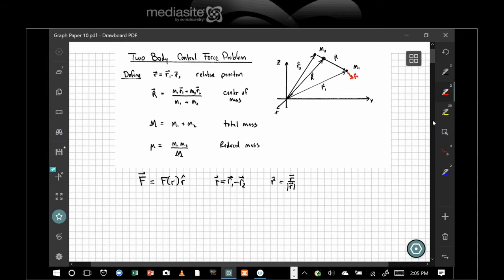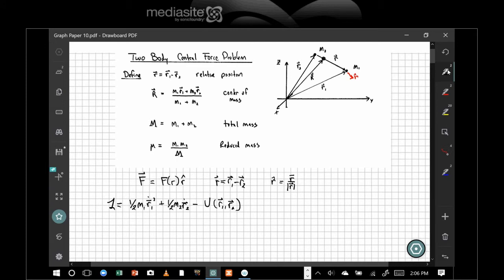So if I wrote it in terms of R1 and R2, let's write down the Lagrangian. The Lagrangian is going to be equal to 1/2 m1 r1 dot squared plus 1/2 m2 r2 dot squared minus the potential energy, which depends on the central potential, which is R1 and R2 in general. However, that's a two-body problem because I have R1 and R2. And so that's a hard problem to solve in general.